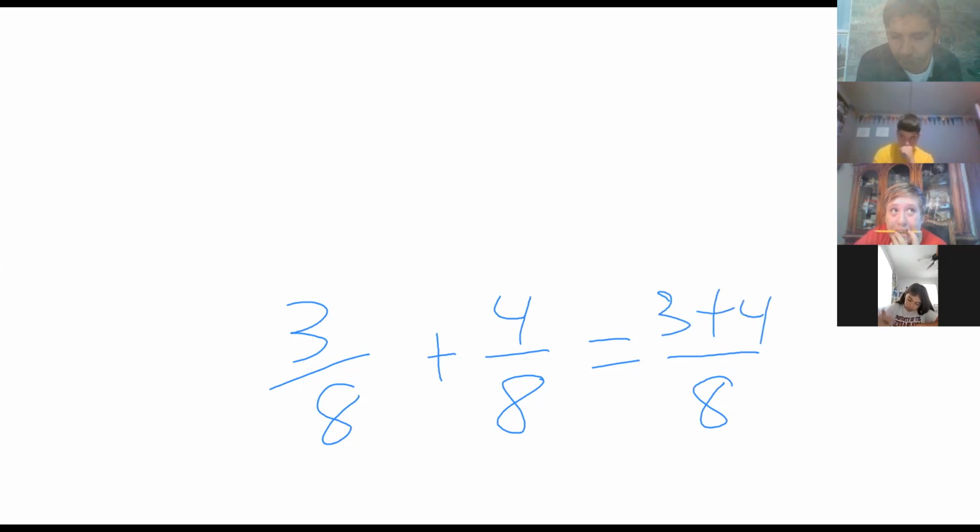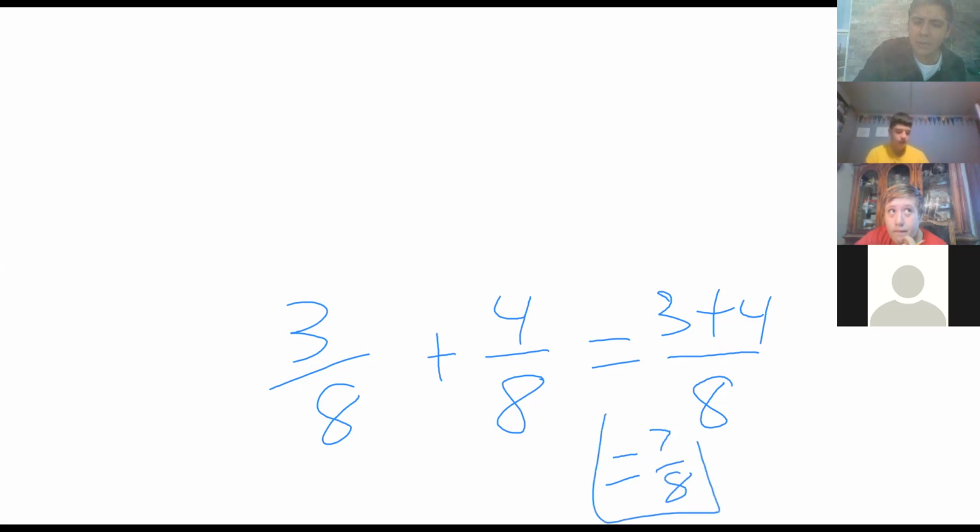So that stays the same, and then we can just add the top two numbers, 3 plus 4. So what is the answer there? 3 plus 4, that would be 7. So the answer we end up with is 7 over 8. All we did was look at the denominators, make sure that they're the same, and then we can just add straight, 3 plus 4, okay?